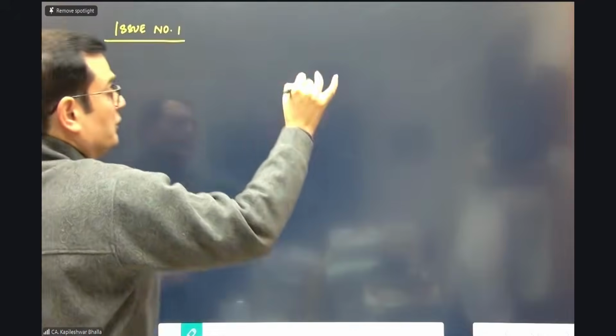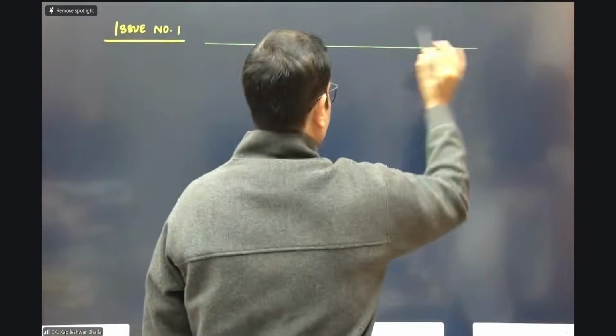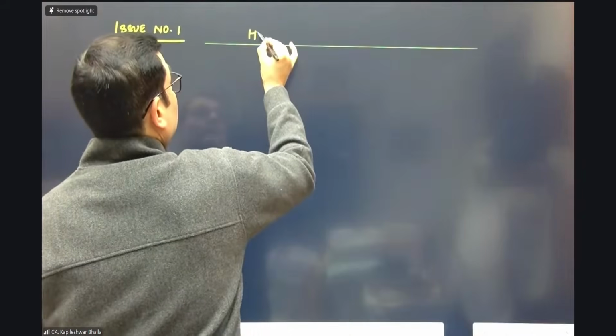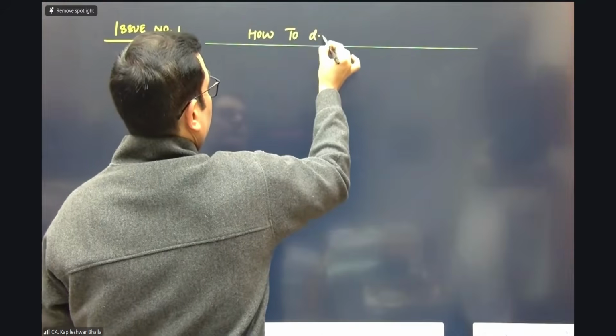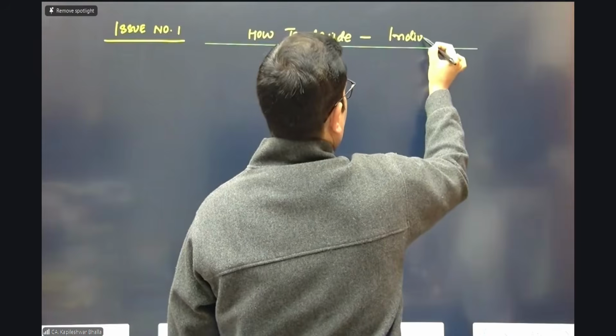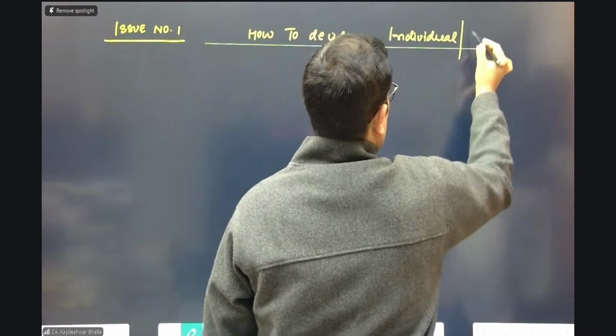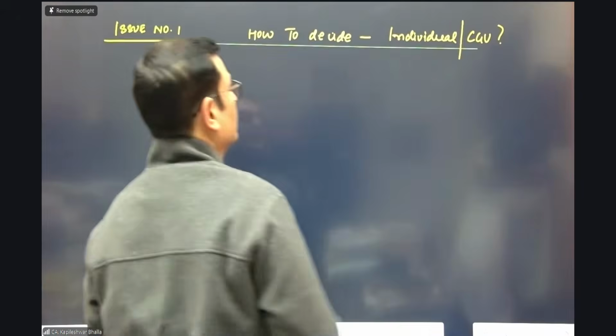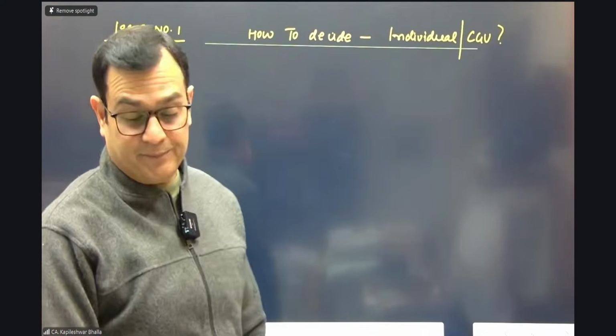So let's do one thing. Let's now go one by one. So we are taking issue number one. I'll make a list of issues in step number 3 and we'll keep concentrating on those issues one by one. So the first issue which is coming to the mind is how to decide. The first question is how to decide that impairment testing will be done at an individual level, or is it to be done at a cash generating unit level? How do you decide that?